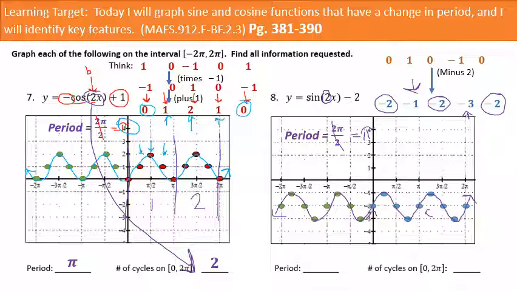Let's look at the period. We already did that. The period's right here. It's pi. Number of cycles between 0 and 2 pi. Look right up here. It's 2. So guess what this is going to be? 2. Done and done.